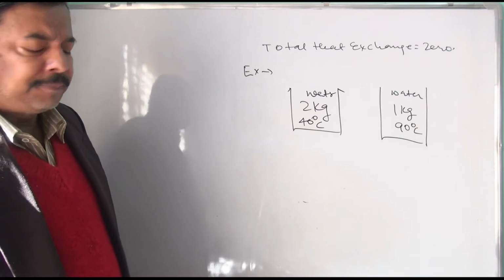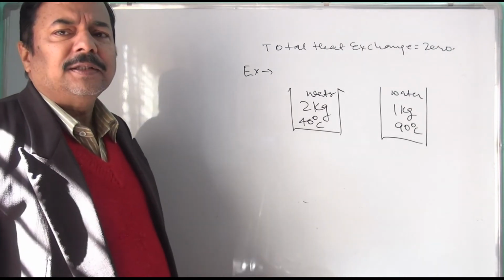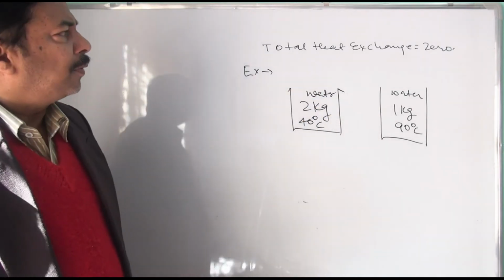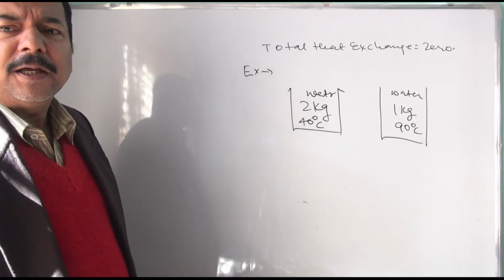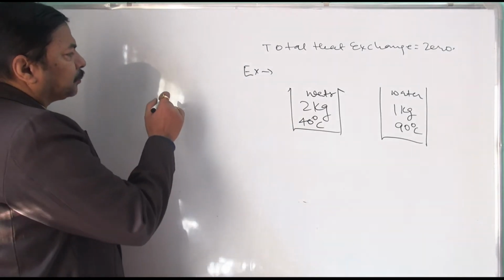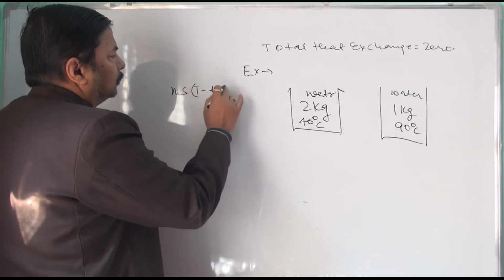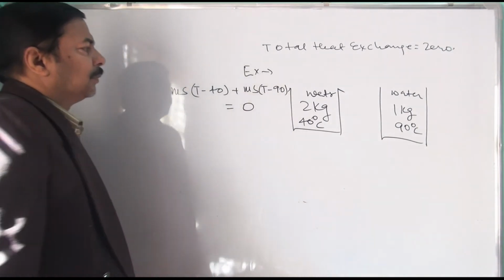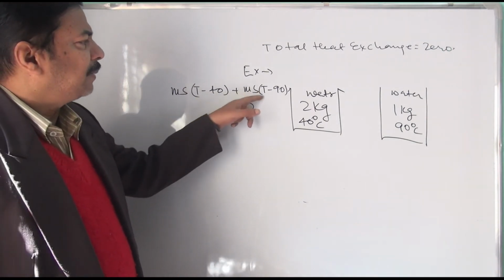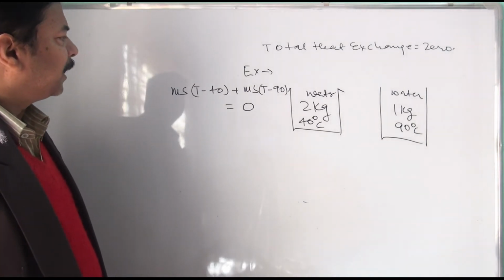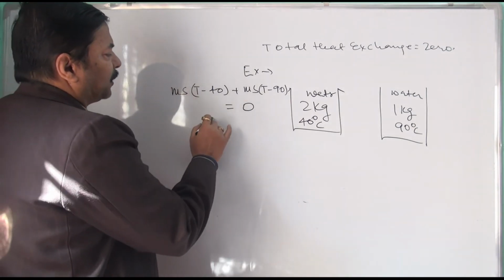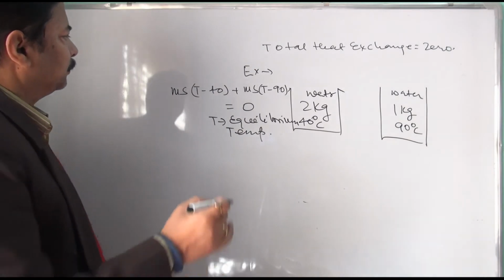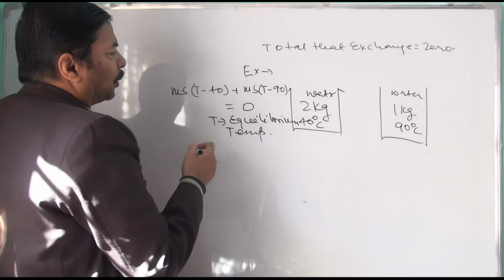Here you should understand in a very careful way that this question can be done in this way: if one body is losing heat and the other is gaining heat, then the net heat exchange of the system should be 0. So if I take a general temperature T, we can write it in this way, MS(T minus 40) plus MS(T minus 90) should be equal to 0. If I do it this way, we can get T also, where T represents the equilibrium temperature. Here you see, the net exchange is 0.